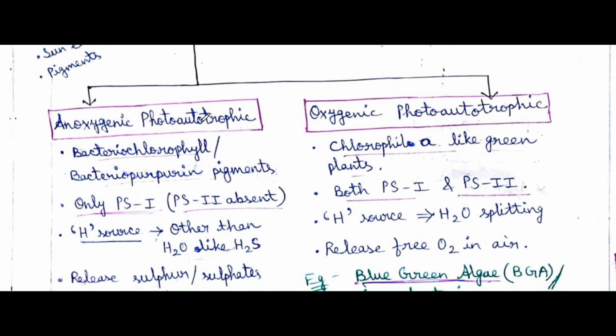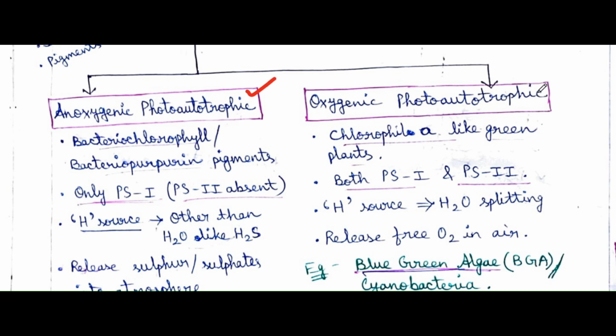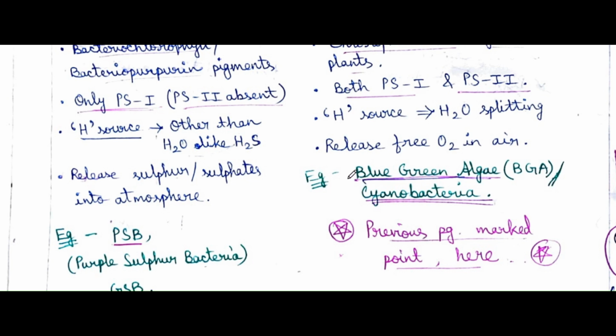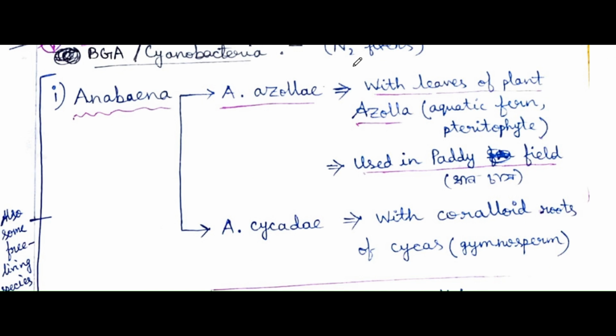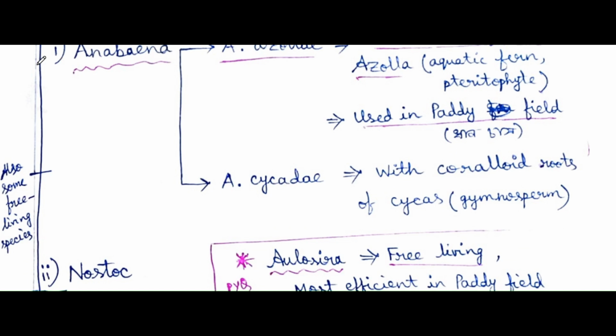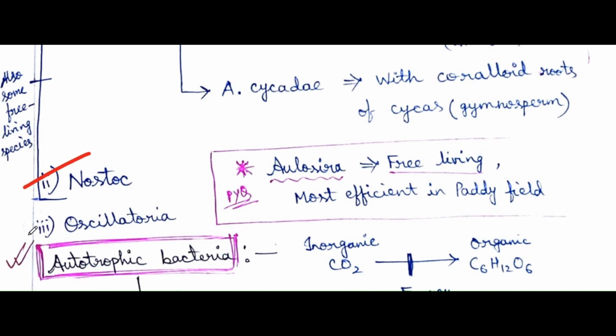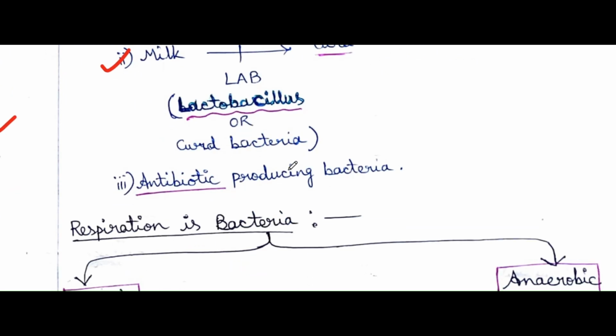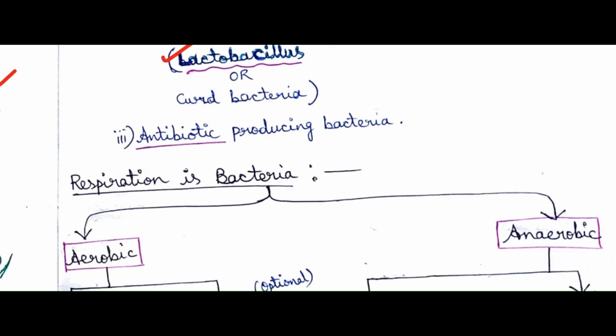In the photoautotrophic bacteria, there are anoxygenic photoautotrophs and oxygenic photoautotrophs. The examples of oxygenic photoautotrophs are blue-green algae, meaning cyanobacteria. Blue-green algae or cyanobacteria are mainly nitrogen fixers, and examples are Anabaena, Nostoc, Oscillatoria, Aulosira. Heterotrophic bacteria are also helpful in human affairs, like nitrogen fixers in plants. They turn milk into curd, for which Lactobacillus bacteria help, and they produce antibiotics, etc.